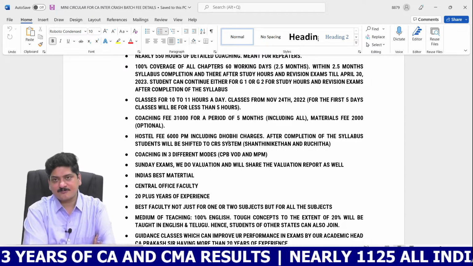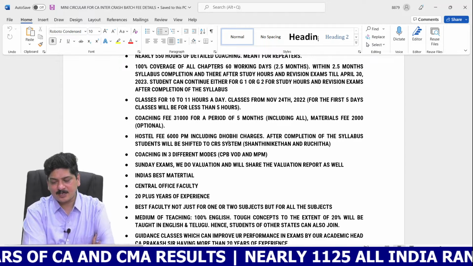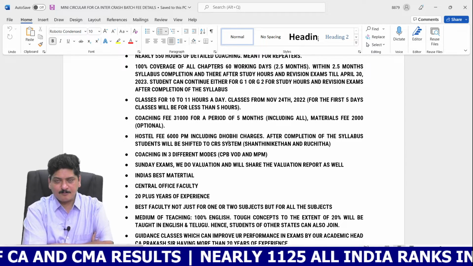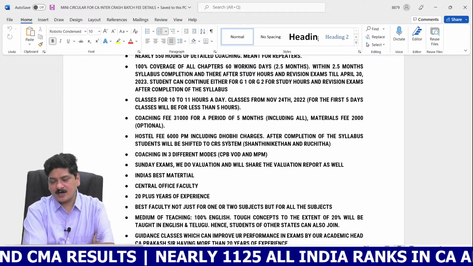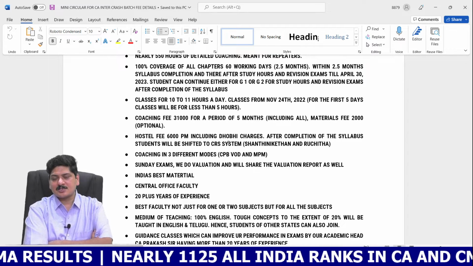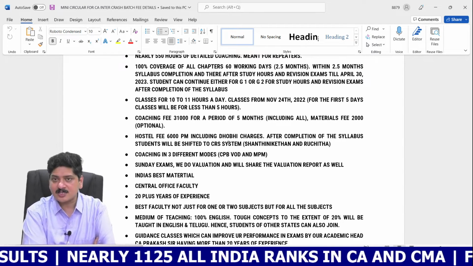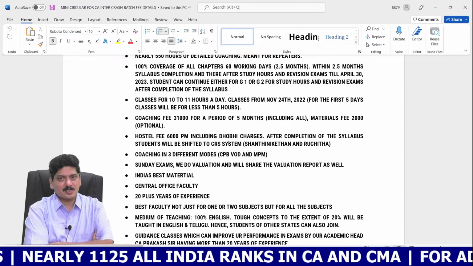You are likely to be shifted. I repeat, you are likely to be shifted. Boys are likely to be shifted to the Shantiniketan campus for attending the study hours and revision examination batches, and girls are likely to be shifted to the Ruchita campus.